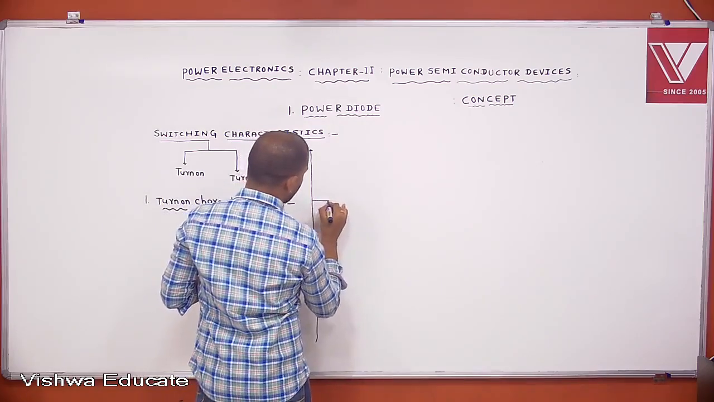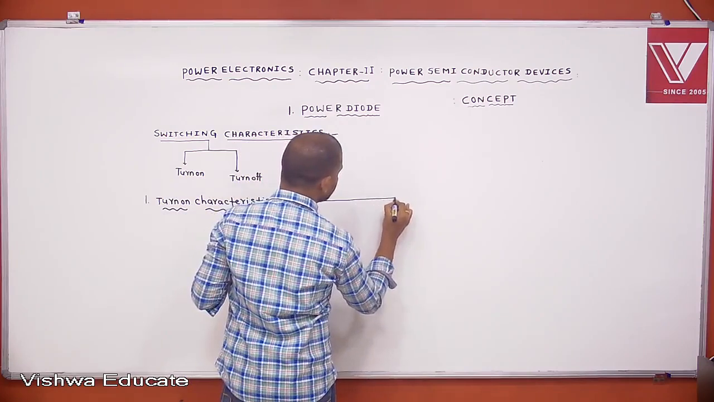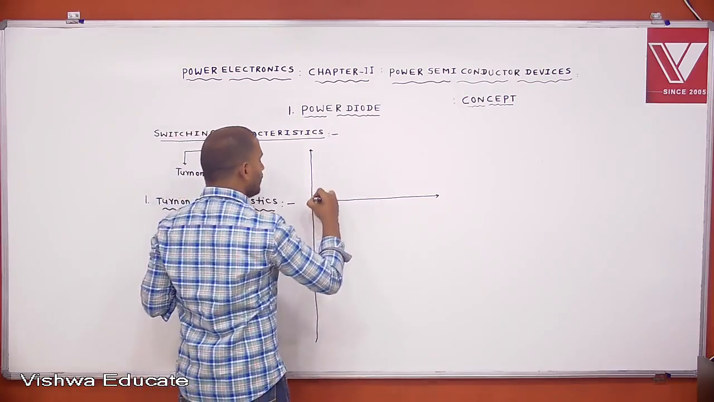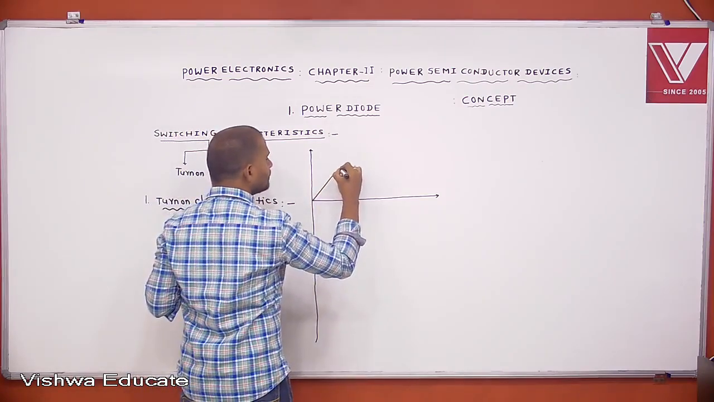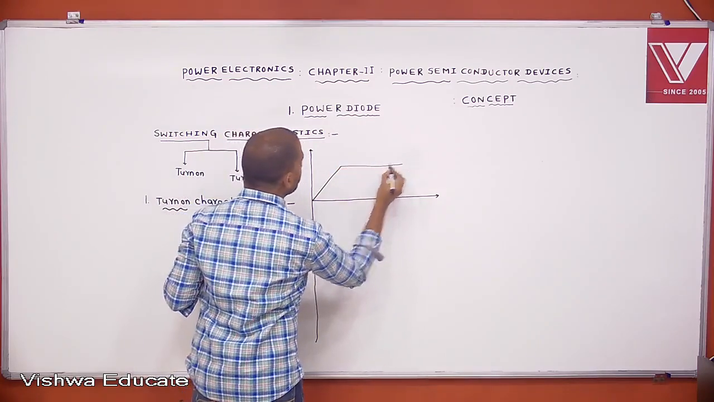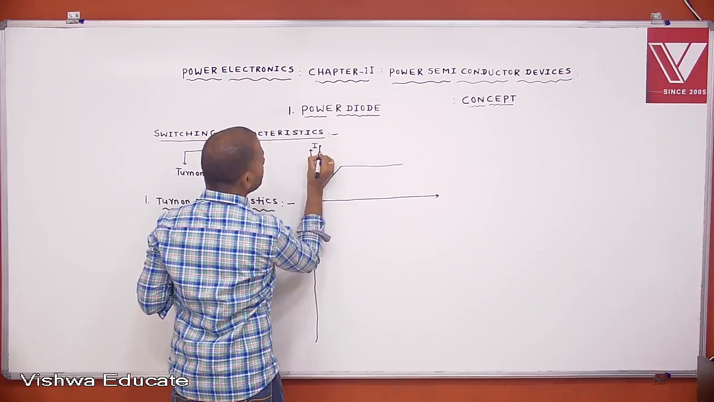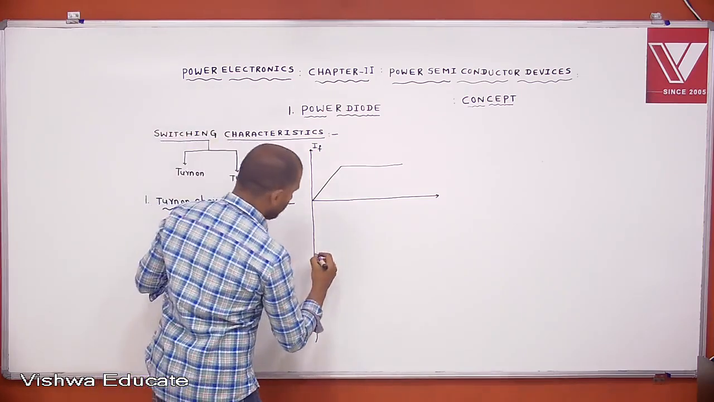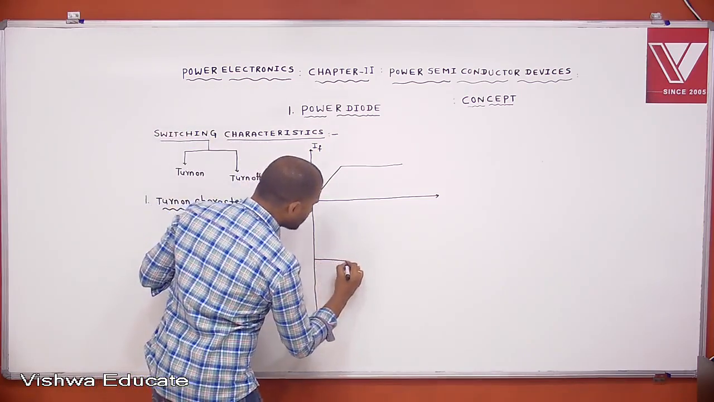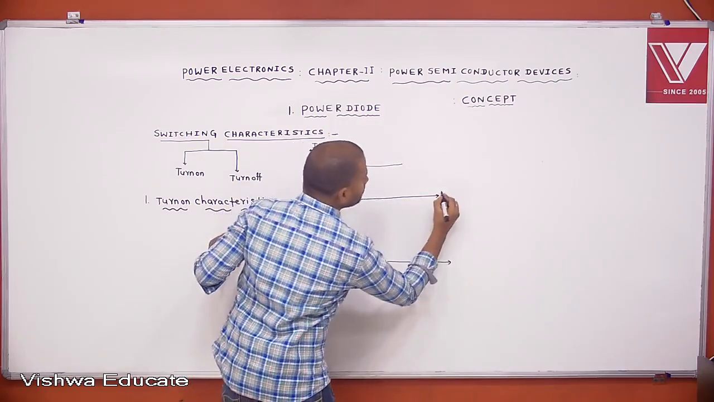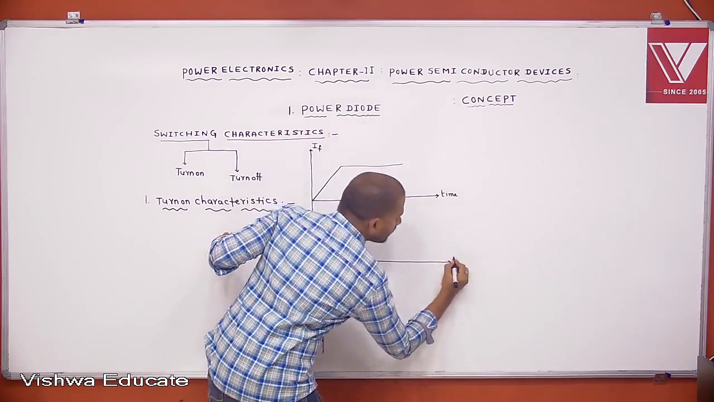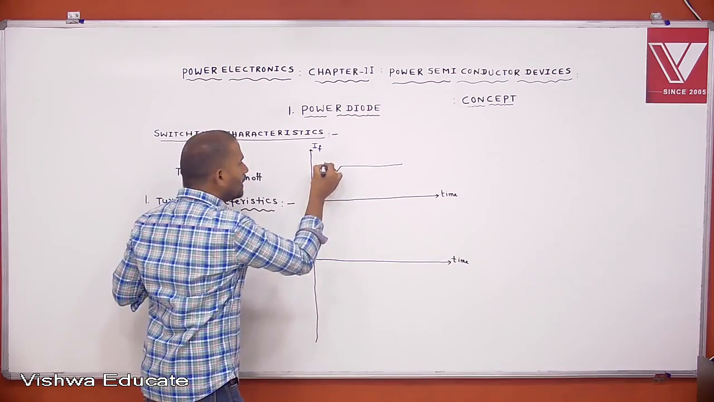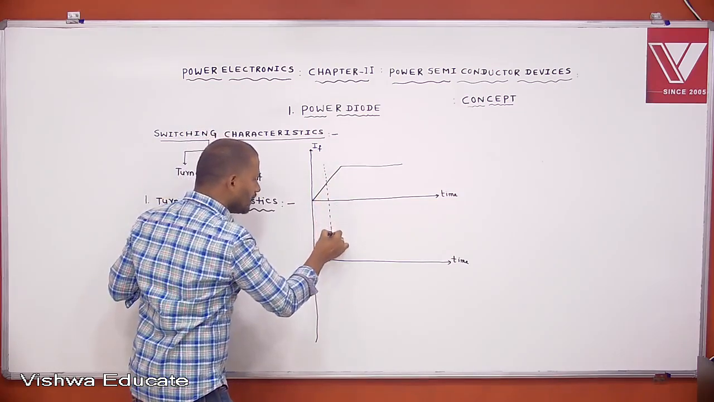We know that during turn on of SCR, the current is rising to rated current. Like this is the forward current characteristics of the diode. Now, how is the voltage across the diode changing during turn on? This is the time axis.